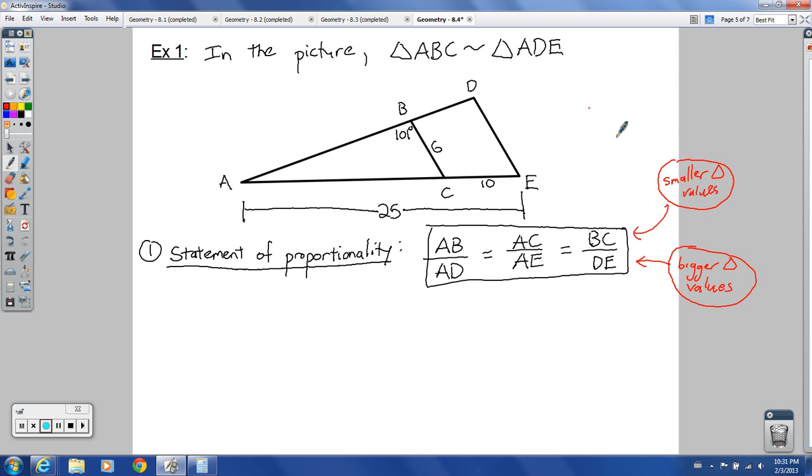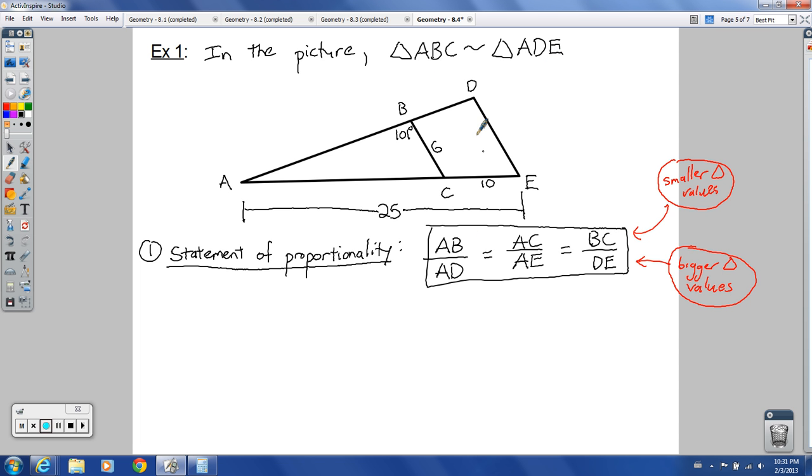Another way you can compare that, before I move on to the next part, is by looking at the similarity statement itself up here. AB, the first two letters, should match up with the first two letters of this one, AD, and it does. AC, first and third letter, should match up with A and E, first and third letter, and it does. BC, the last two letters, should match up with the last two letters here, DE, and it also does.